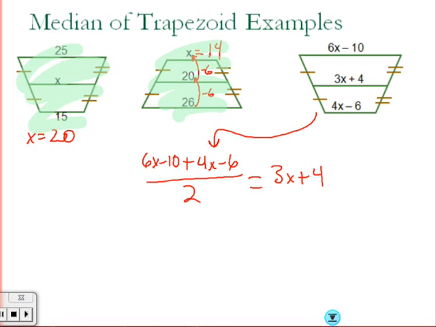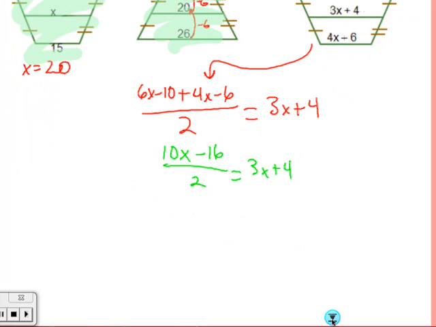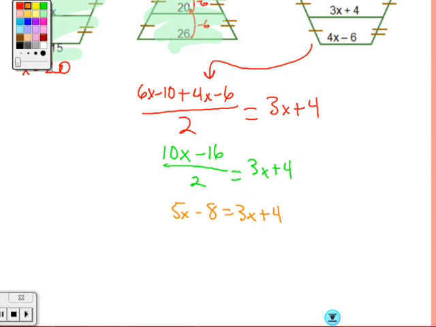So we have 10x minus 16 divided by 2 equals 3x plus 4. I can divide 10x and negative 16 by 2, so I get 5x minus 8 equals 3x plus 4. Add 8 to both sides, get 12. Subtract 3x from both sides, get 2x. 2x equals 12, so x equals 6.